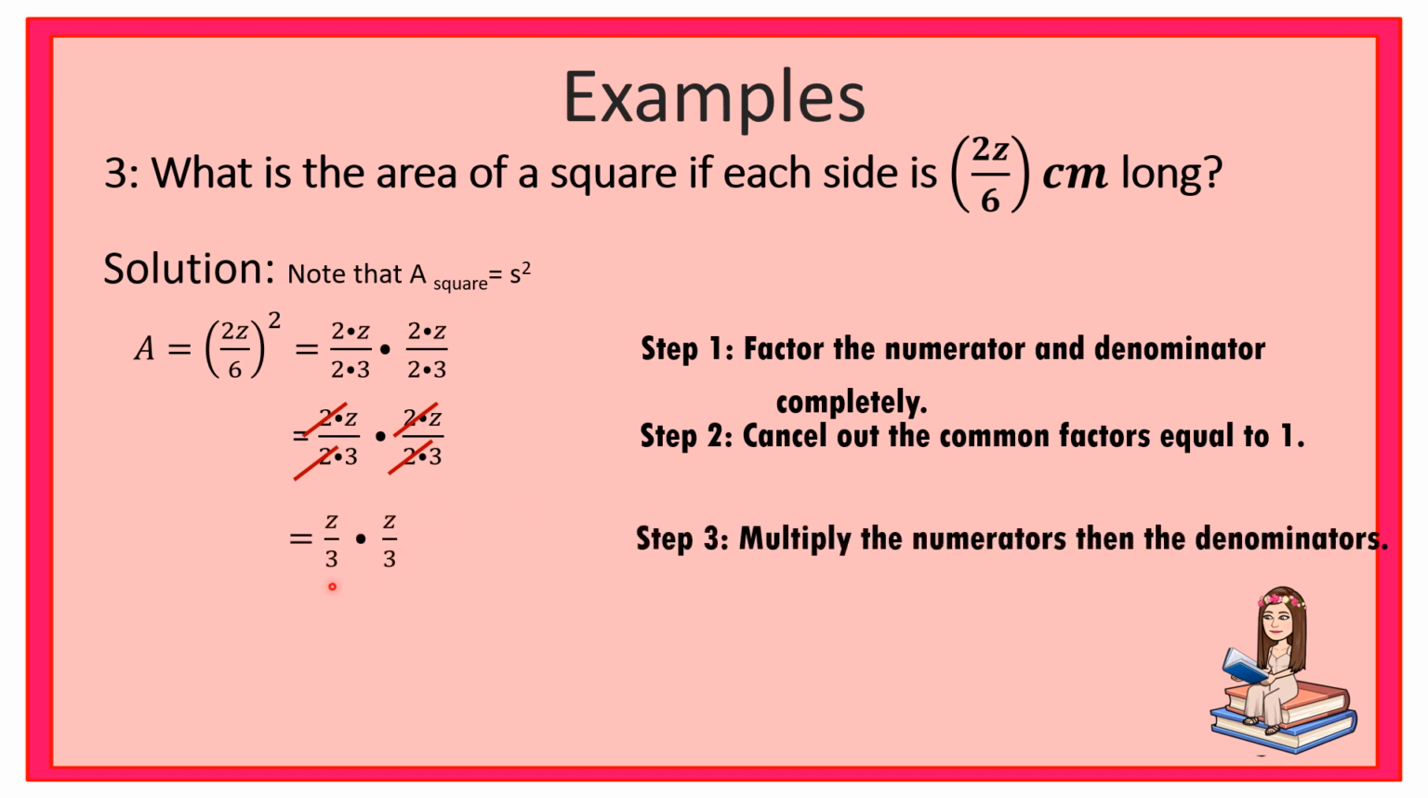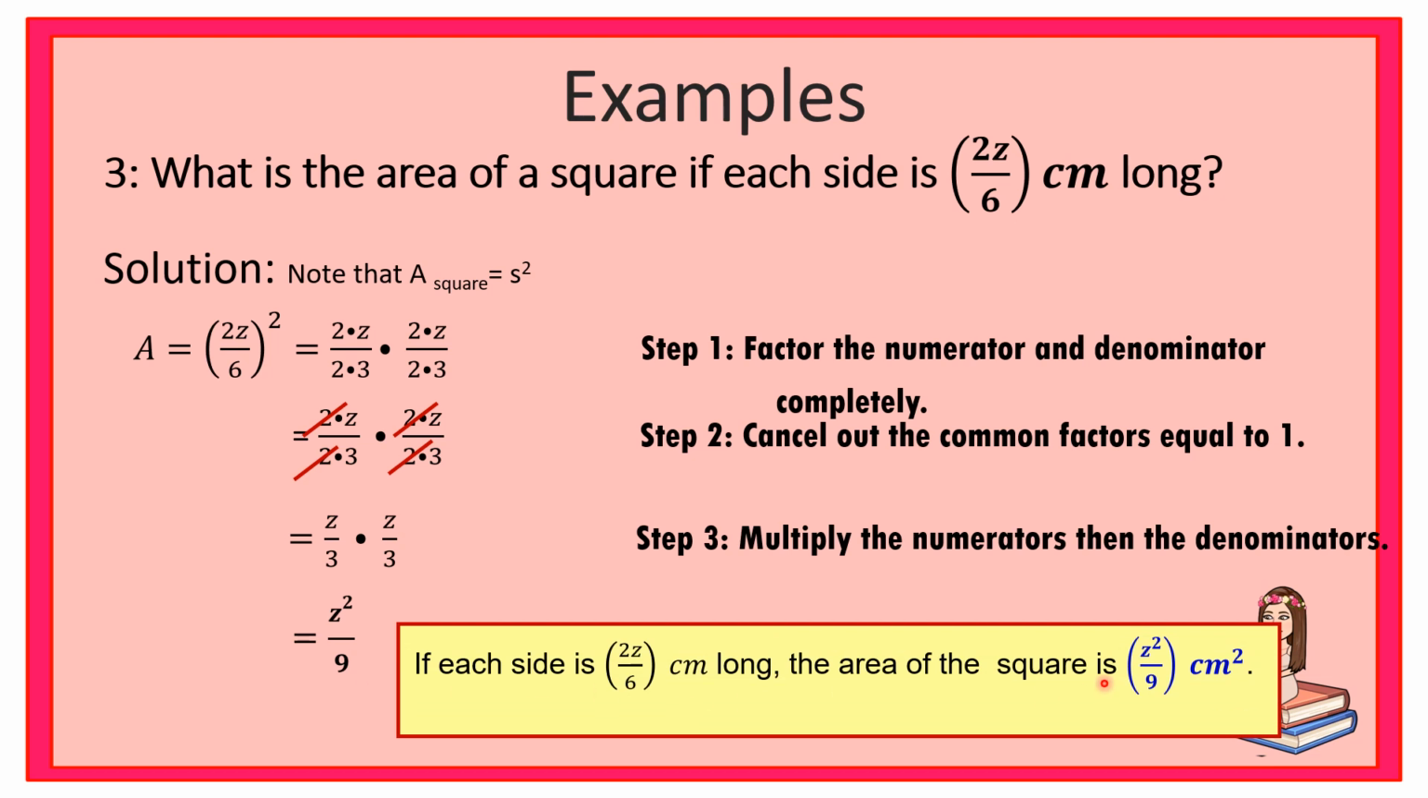We have z over 3 times z over 3. And doing so, we have z times z, we have z squared, and 3 times 3, we have 9. Therefore, the area of the square is z squared over 9 centimeters squared. Take note, we are dealing with an area and the unit is given, so your final answer should have centimeter squared. I hope that is clear.